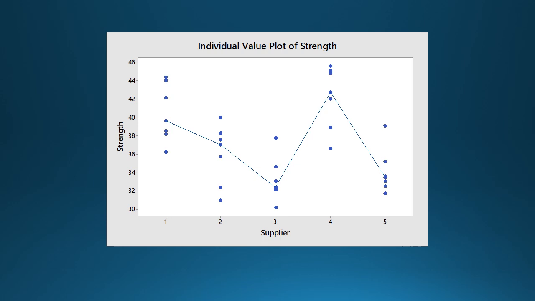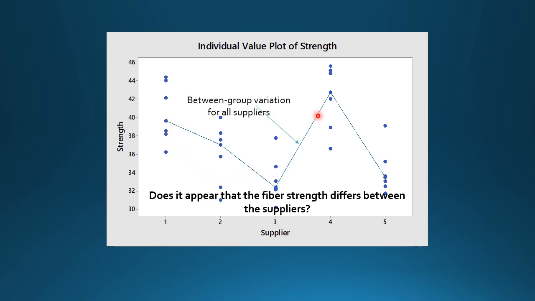So now let's examine the variation in the strength measurements between all suppliers. Look at the individual value plot of the strength measurements by supplier. Does it appear that the fiber strength differs between the suppliers? From the graph, it appears that the supplier strength measurements differ. Looking at the graph, we can see wide variation in tensile strength measurements between all suppliers. This is called between group variation.